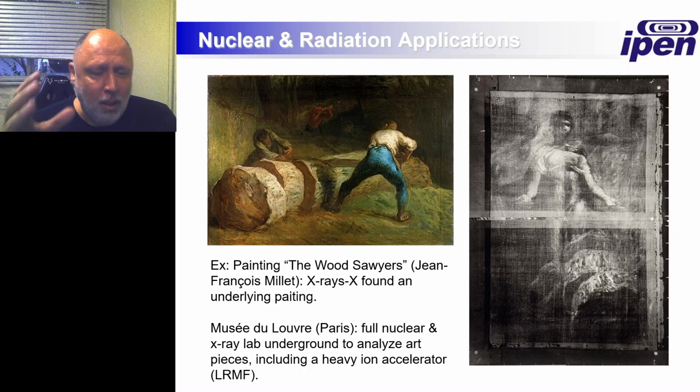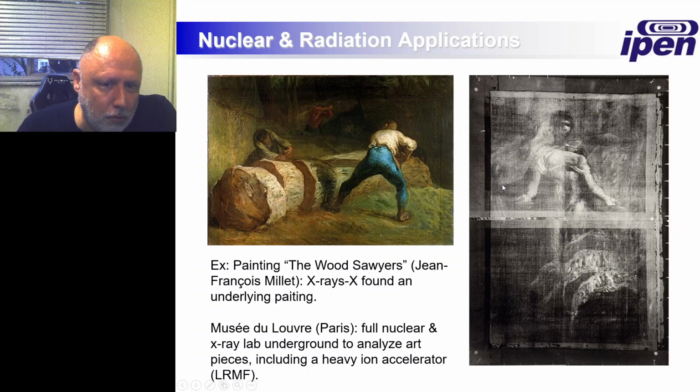One interesting example is a painting called The Wood Sawyers by Millet. When they did some X-rays, they found a completely different painting underneath. You usually do X-rays from the back. And then you find that probably he had painted it and didn't like it, or decided he needed to paint something better from the same idea.